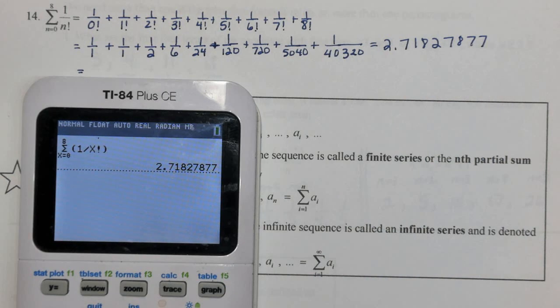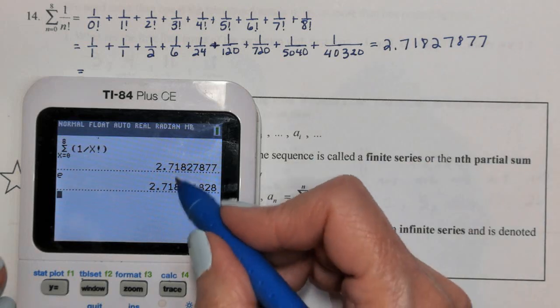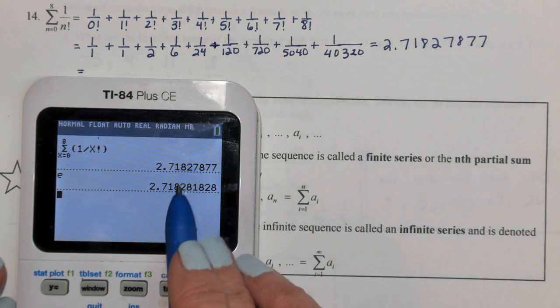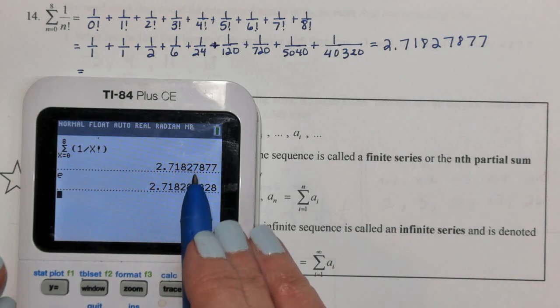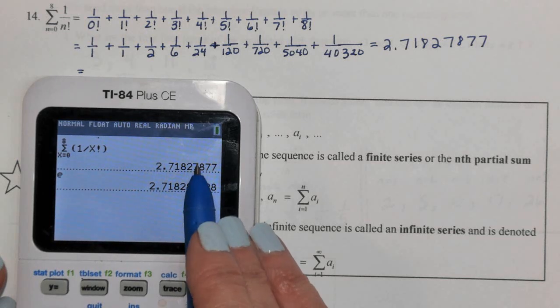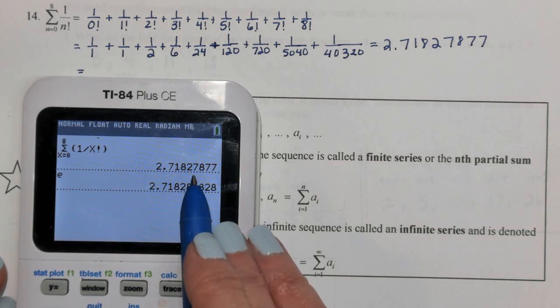And that looks really familiar to me. You guys, look what E is. E is 2.718281828. So those are really similar. They're equal up until the 5th decimal point, or the 5th place after the decimal point.